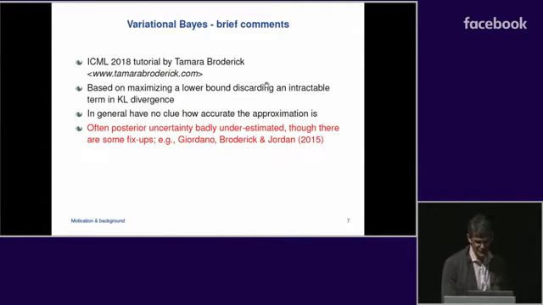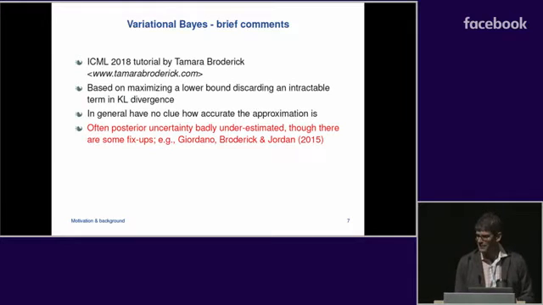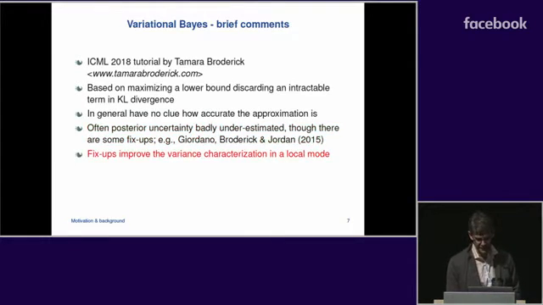Okay, there is some really nice literature. Mike Jordan, Tamara Broderick and Giordano have this nice approach I really like, which fixes up the uncertainty using a kind of linear approximation locally. You can think of it almost like taking variational Bayes and then using a Laplace approximation to fix up variational Bayes. It's not exactly that, but that's the flavor of what you can do. So these types of fix-ups can improve the variance characterization in a local mode, but you don't know other than that.